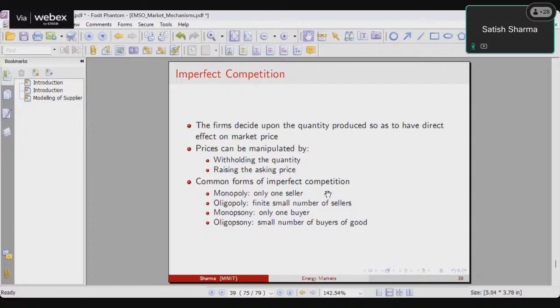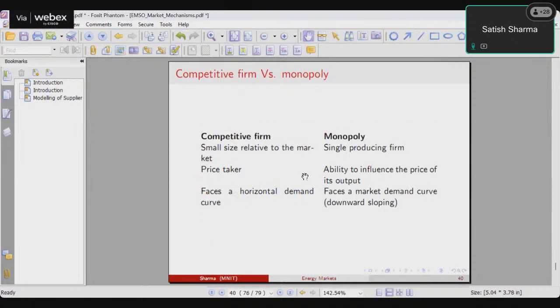So these monopoly and oligopoly are from the seller point of view. Then we have the same terminologies from the buyer point of view. One is monopsony, so this is only one buyer. And then we have oligopsony, which is a small number of buyers. Okay. So next is, what is the difference between these two?